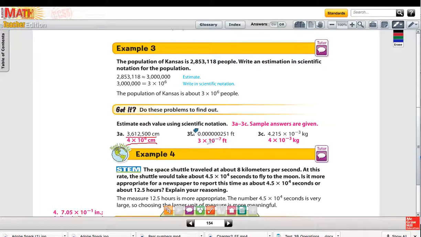Okay. In 3b, they estimated 251 to be just 3. And the decimal would be 1, 2, 3, 4, 5, 6, 7. And because they moved it to the left, it's a negative 7 power. Finally, 4.215 is really close to just 4, so they rewrote that as 4 times 10 to the negative 3.